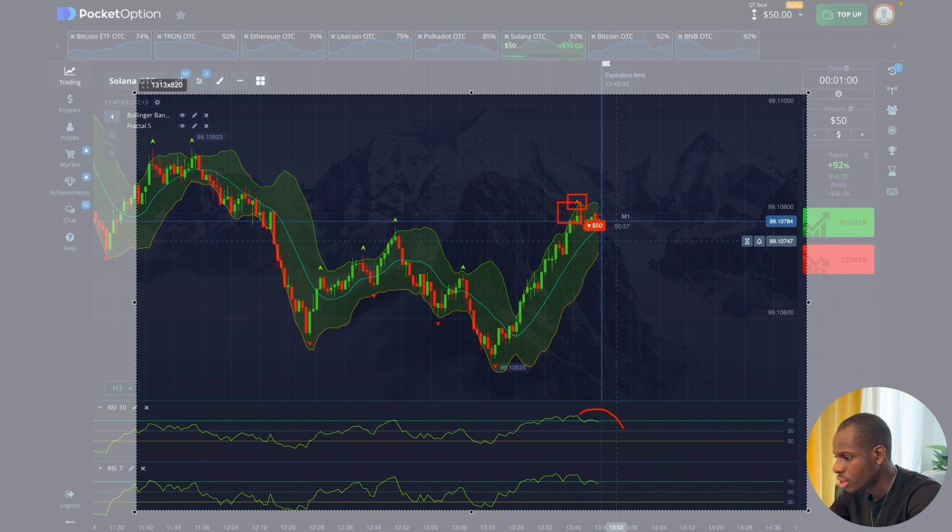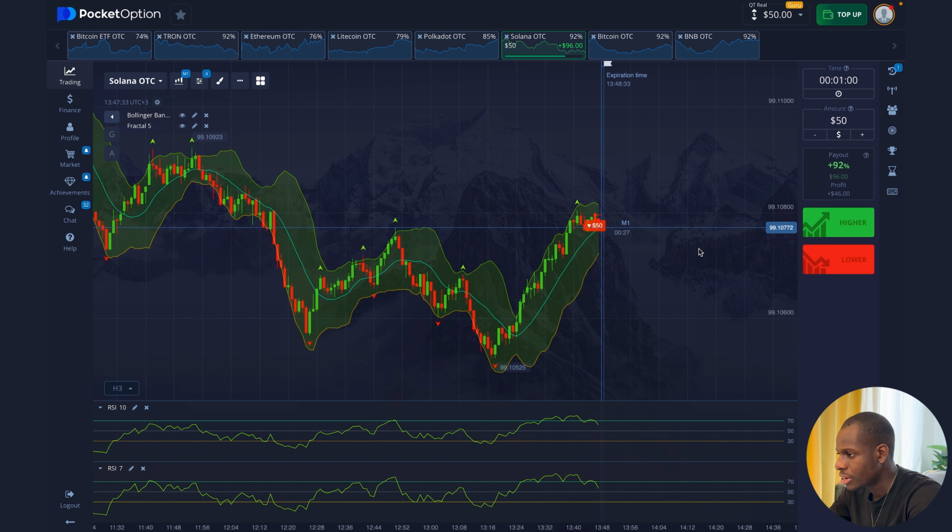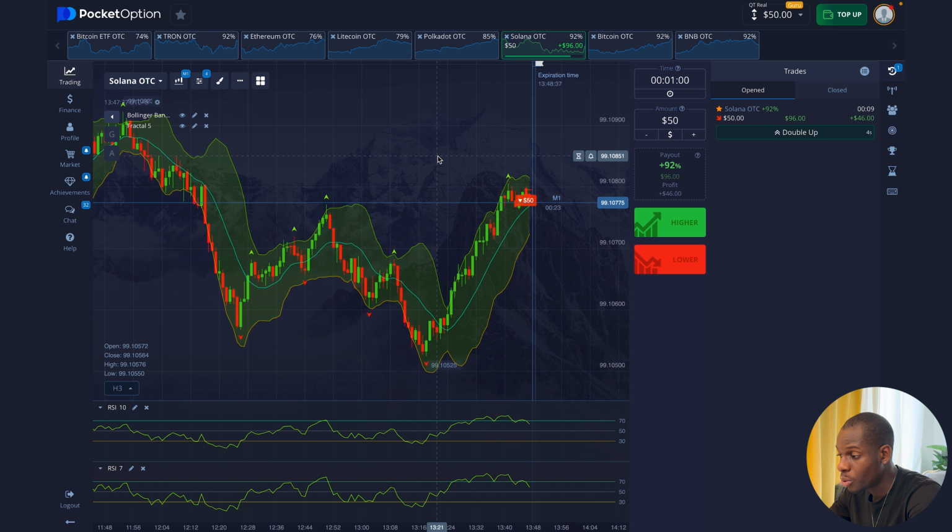We also have on the oscillators, it's quite slowly exiting the overbought zone, which is just a confirmation of the direction of trade that we're taking. Let's see how it closes, guys. So far we're looking good.